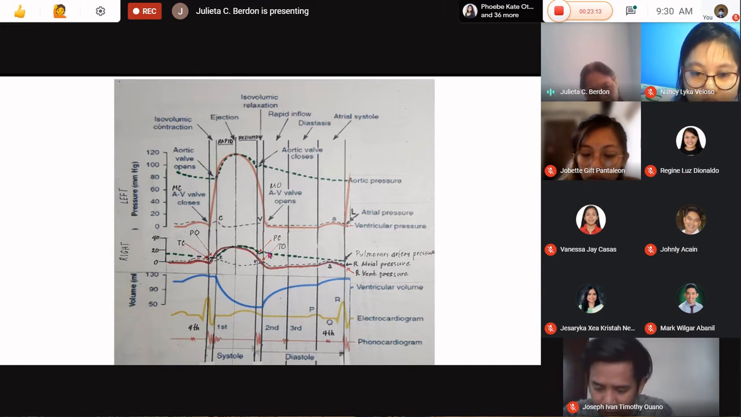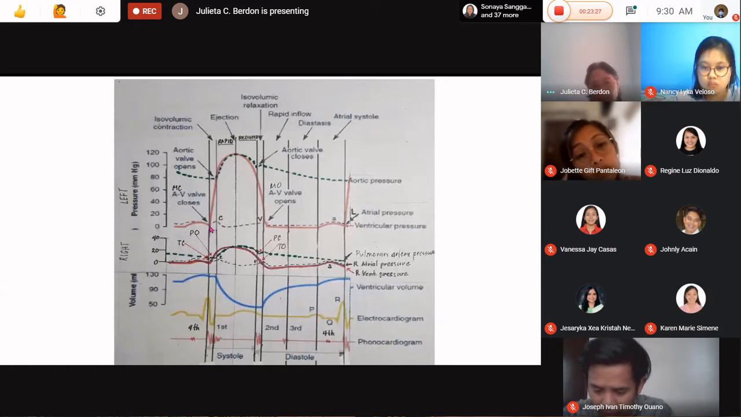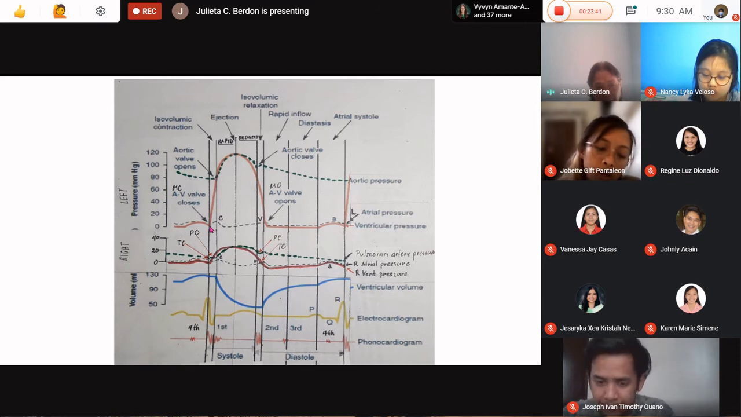Here is the beginning of your first phase. What's the first phase? Isovolumetric contraction. By the term itself, isovolumetric means there is no change in volume. There is contraction, but there is no change in the volume and in the length of the muscles. So it's called isovolumetric contraction.